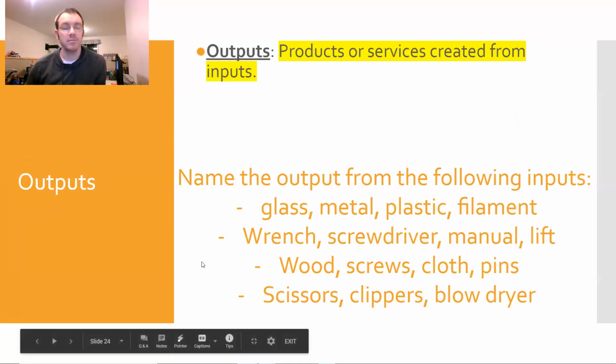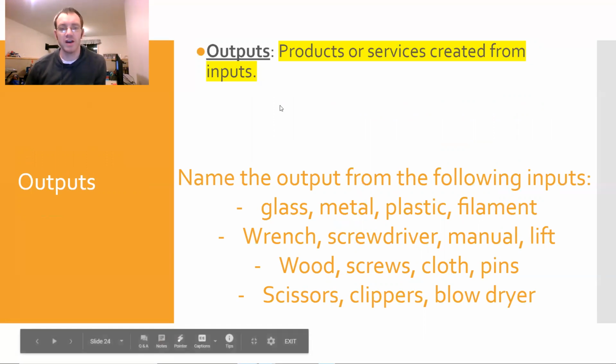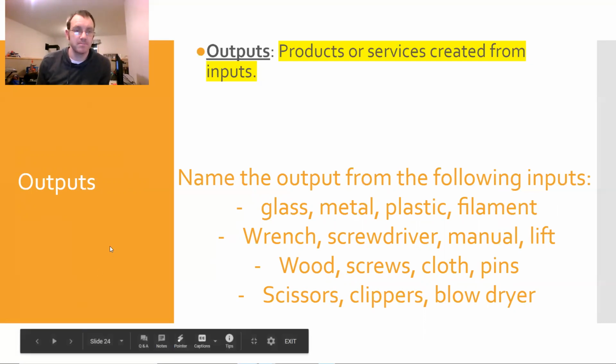Lastly is outputs. When you have all those inputs, you have outputs. These are the products or services created from inputs. So try to figure out what the output is based on these inputs. Glass, metal, plastic, and filament. That's a light bulb. Number 2, a wrench, a screwdriver, a manual, and a lift. Something about mechanic service. Wood, screws, cloth, and pins. I'm thinking about a chair. It could be a variety of things. And the last one is pretty easy. Scissors, clippers, blow dryer. We're talking about a hairstylist. So outputs, what do you produce with all those inputs in the end?